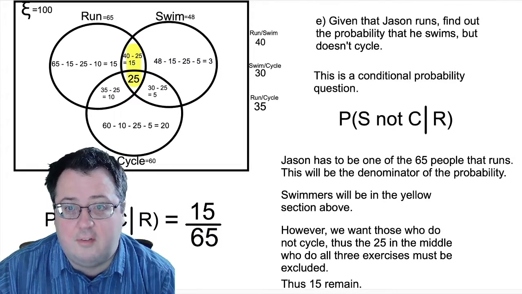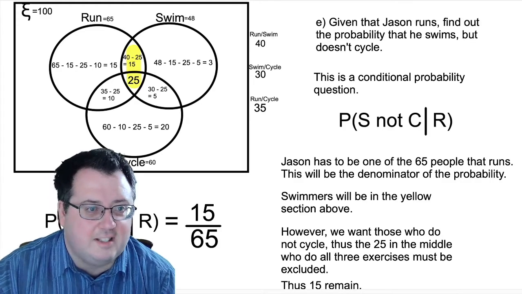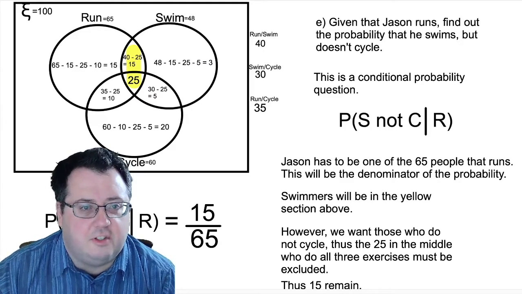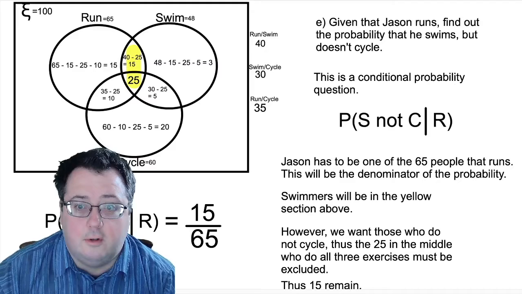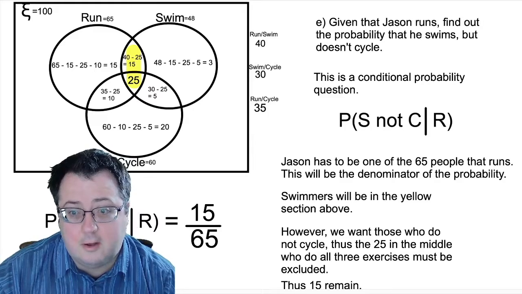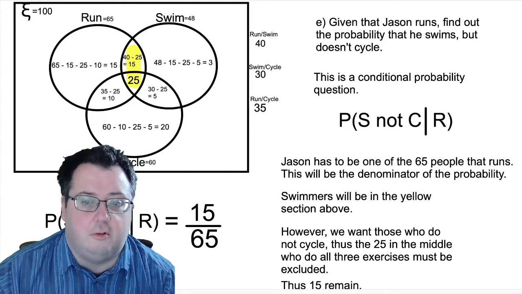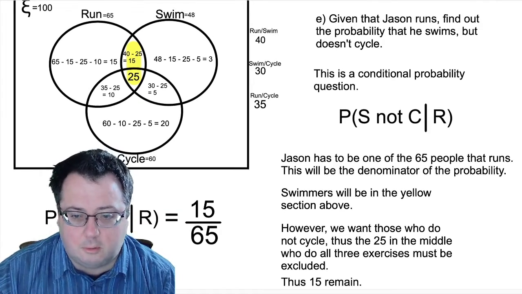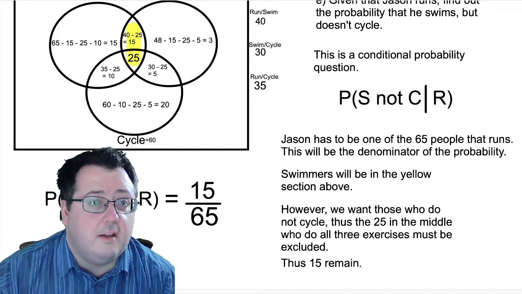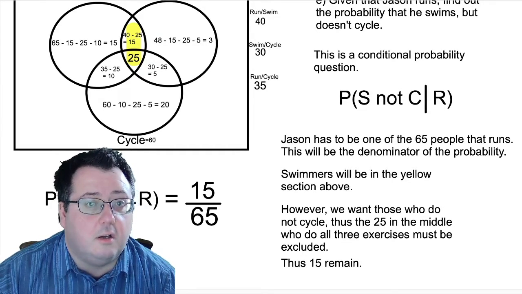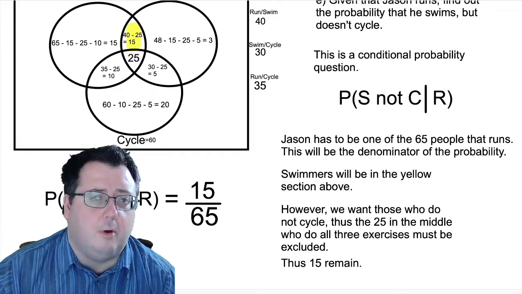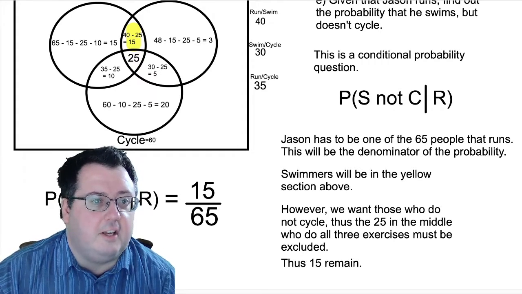Okay? If he must run, he has to be inside the running circle. Swimmers will be in the yellow section that I've highlighted above. So he could be one of the 15 or the 25 that does all 3. Okay. However, we want those who do not cycle. Thus, the 25 in the middle who do all 3 exercises must be excluded. Okay. So what I'm saying there is the 25, this part, he can't be one of those people. He's got to be one of the 15 that's in the yellow section.